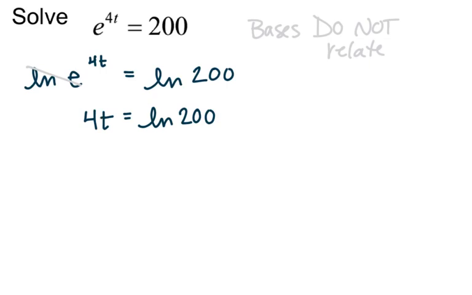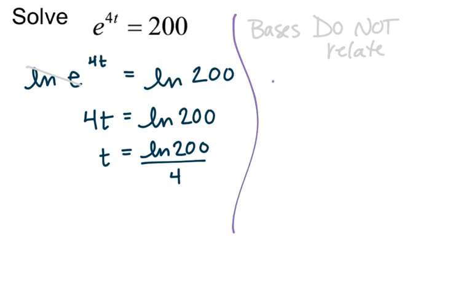Solving for t now, I would need to divide by 4 on both sides. Natural log of 200 divided by 4. And that's my exact answer. I do want to show you here that if I had used common log, I would get a different looking exact answer, but they're both going to give me the same decimal approximation.